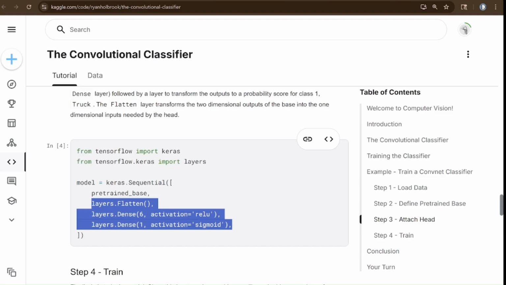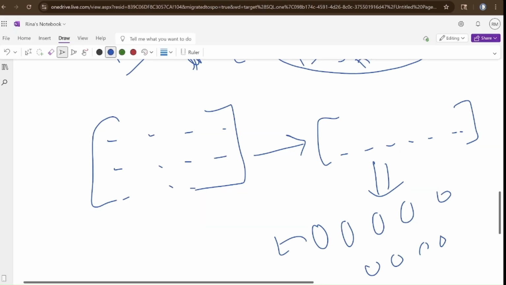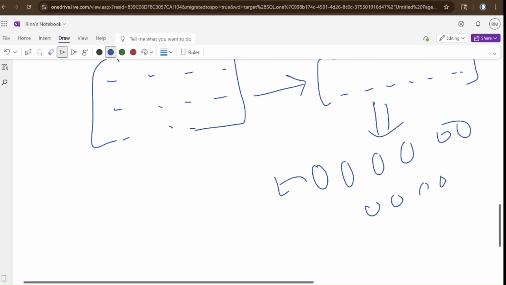So here it has created layers.Dense(6). That means there will be 6 units: 1, 2, 3, 4, 5, 6. Okay. And what is the activation function? For the first layer they have used ReLU. For the second layer, they have used sigmoid.